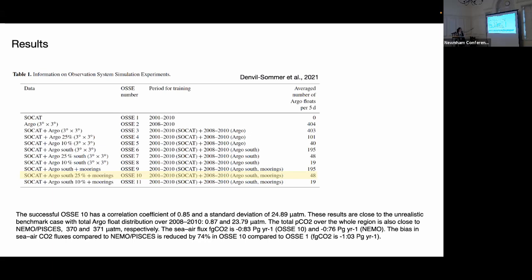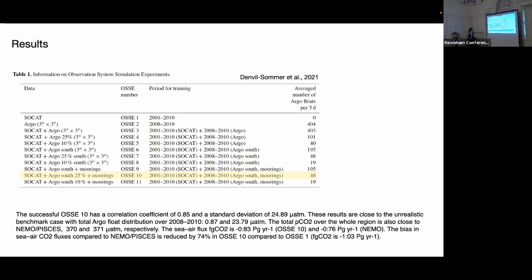And so then it comes down to the question of how many floats basically do you need? Here we tested scenarios with 25% of the floats or 10% of the floats, some only in the South Atlantic and some across the whole Atlantic basin. I guess I'm spoiling the results, but what they found is that this combination of ship-based data plus Argo profiles only in the South Atlantic plus the moorings to cover the continental margins seems to be the most efficient in terms of doing a good job at reconstructing the pCO2.